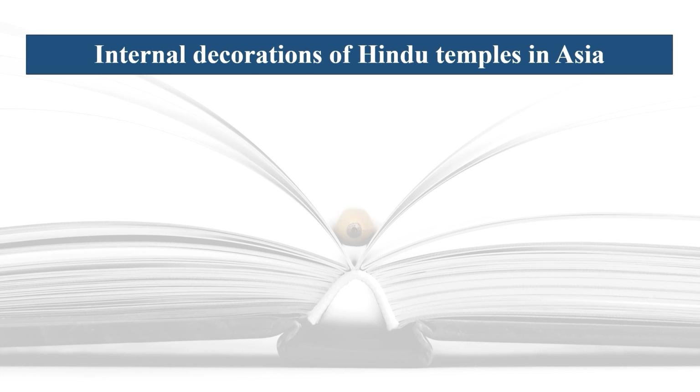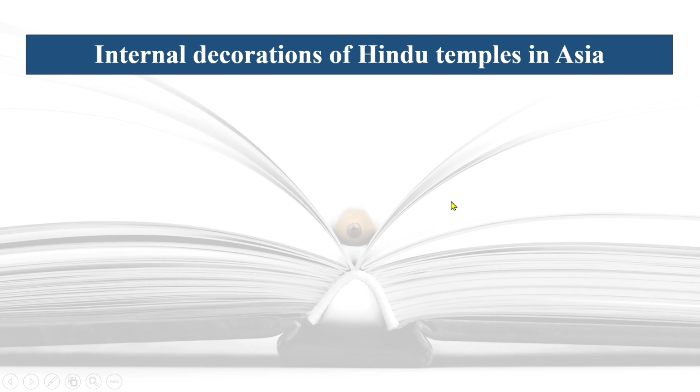The next problem is internal decoration of Hindu temples in Asia. Look, there are different facets. The first one is internal decoration, then Hindu temples, and finally Asia. Internal decoration comes under architecture, interior decoration. Hindu temples come under the religion Hindu, and finally Asia will be from table 2, the geographic location.